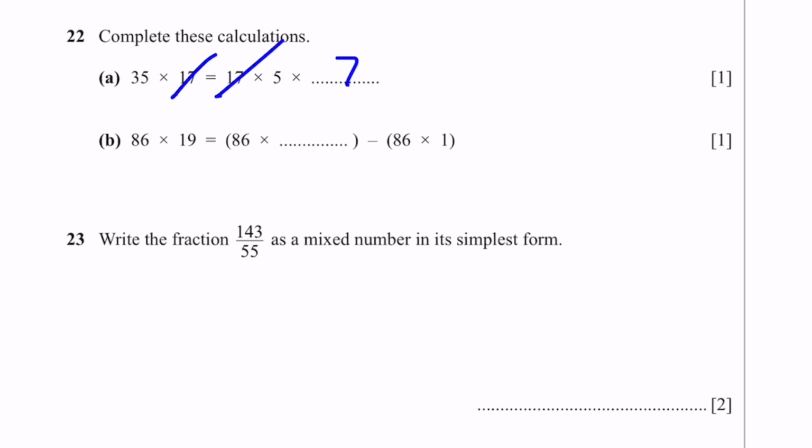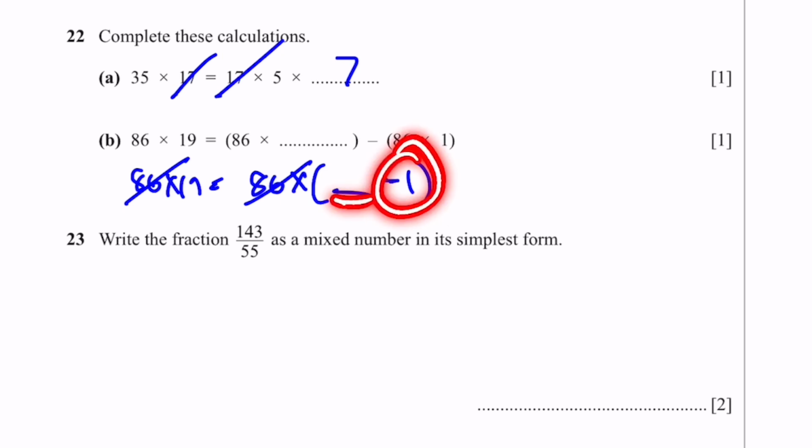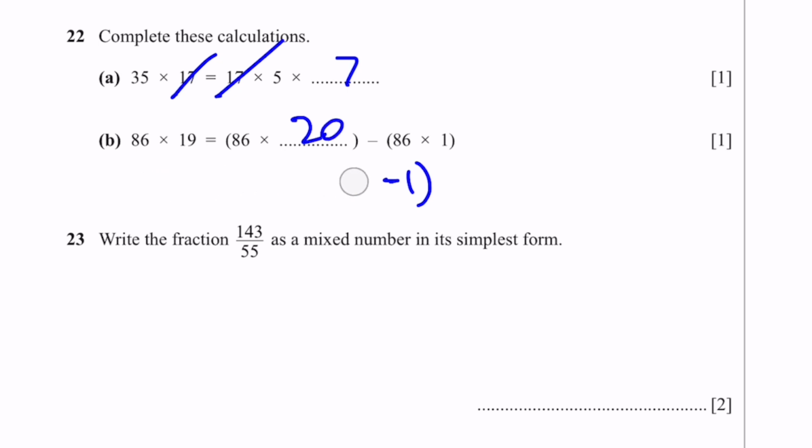B. 86 into 19 equals 86 into dash minus 86 into 1. So this practically means 86 into 19 is equal to 86 into dash minus 1. That means when we cut out the 86, something minus 1 is equal to 19. That something will be 19 plus 1, which is 20. That's the answer.